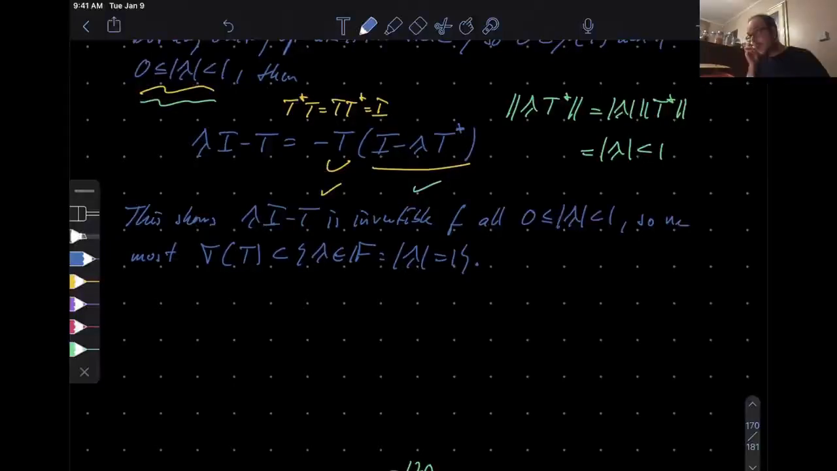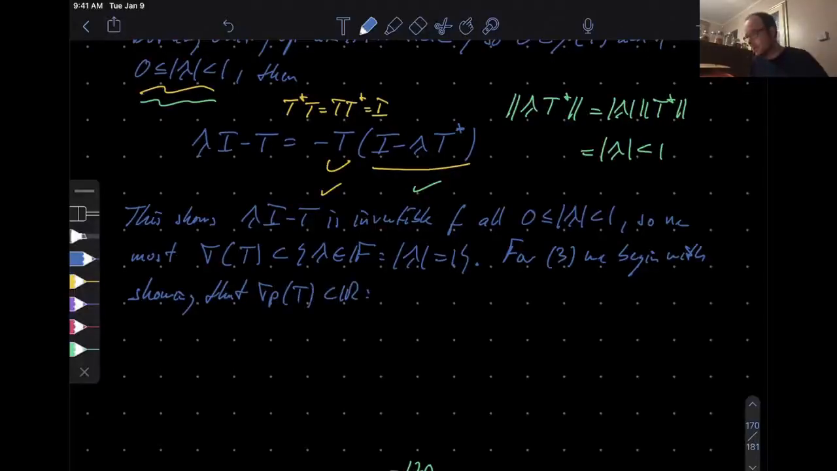So to get started with that, let's do a computation that you have seen for sure multiple times. For 3, we begin with showing that all the eigenvalues are real. We begin with showing that the point spectrum is real. This is super easy.